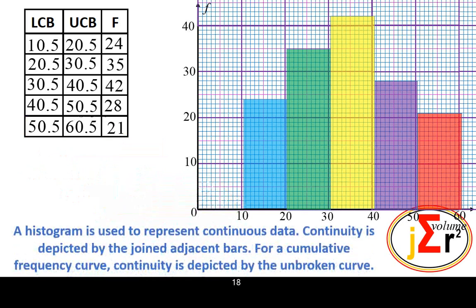A histogram is used to represent continuous data. Continuity is depicted by the joined adjacent bars. For a cumulative frequency curve, which also depicts continuity, continuity is depicted by the unbroken curve. And that's what we have for a cumulative frequency curve. It is an unbroken curve. And for the histogram, the bars are joined.